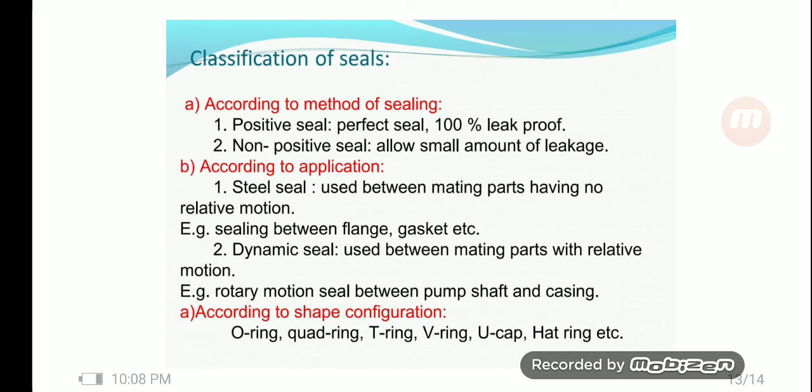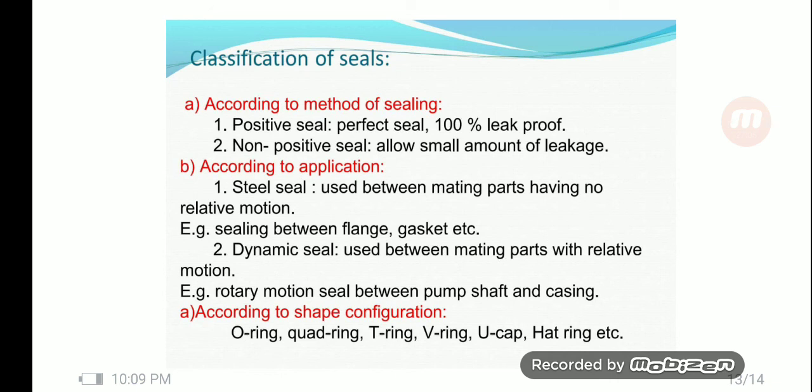Now let's see the classification of seals. First of all, let's see what is meant by a seal. Seals are nothing but packings. Classification of seals is made into three types. According to the method of sealing, first is the positive seal. A positive seal is a perfect seal, 100% leak proof. Second is the non-positive seal, which allows a small amount of leakage.